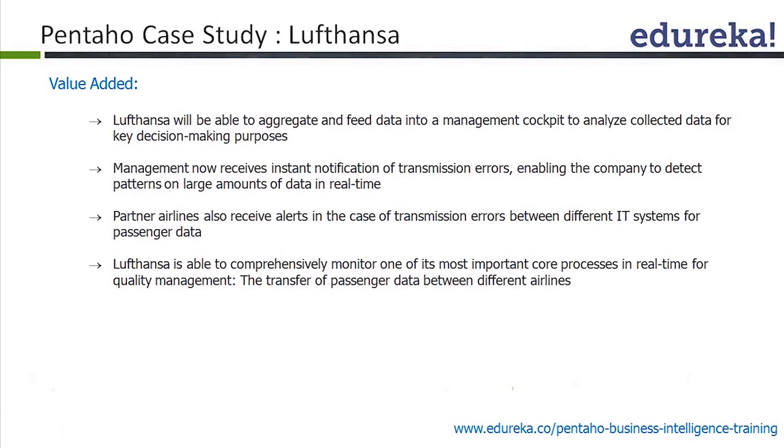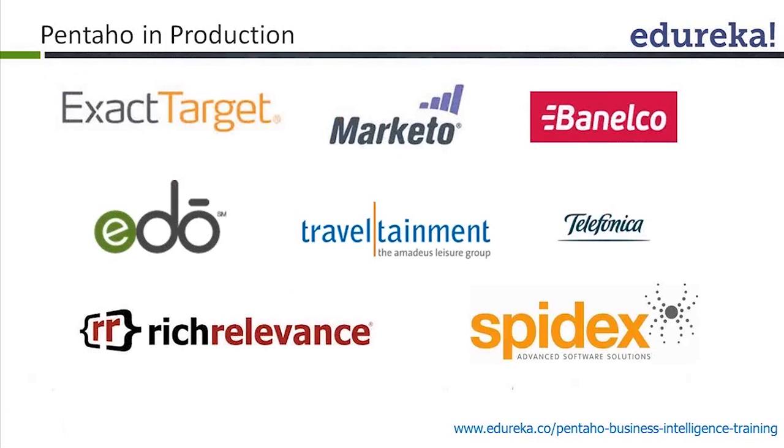Lufthansa is able to comprehensively monitor one of its most important core processes. Lufthansa operates mainly over Europe, so crossing Europe and flying from east to west. So they have a lot of flights going through this process of transit. They are very effectively monitoring this most complex core process in real time, and their quality is improved. Passenger satisfaction index is improved. So these are the values added after this solution.